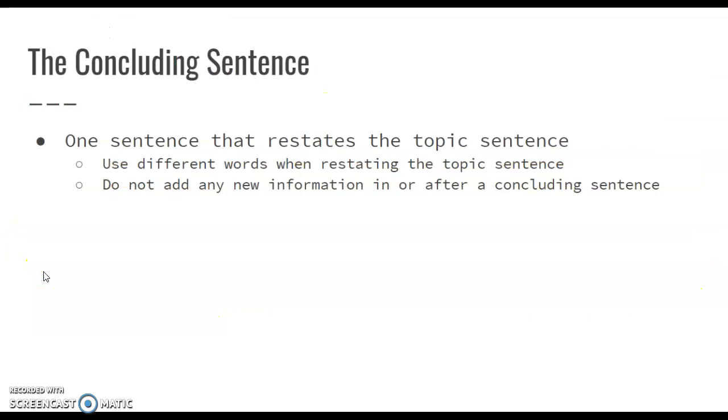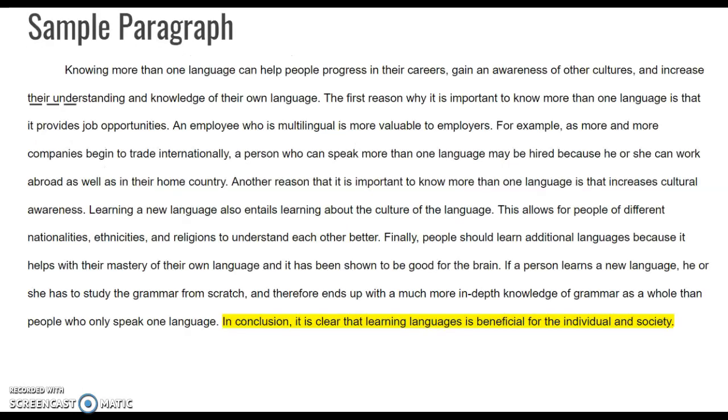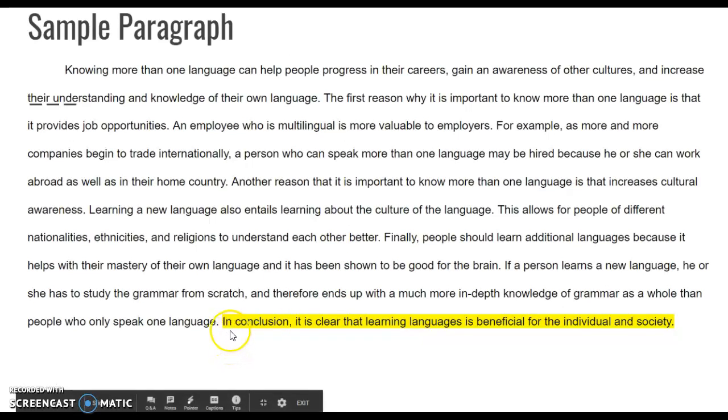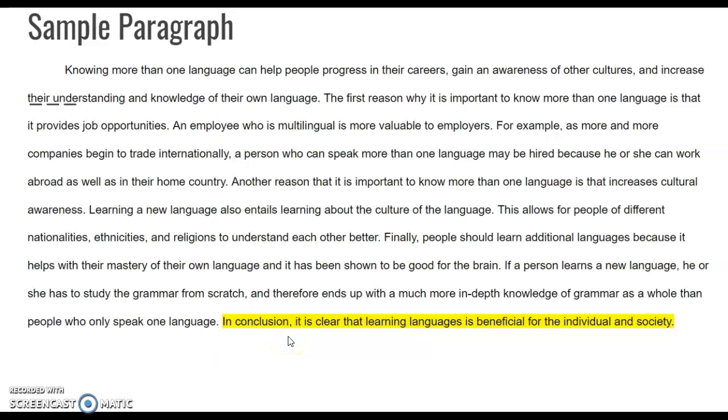And finally, we have the concluding sentence, which is one sentence that restates the topic sentence. In the concluding sentence, we use different words to restate the topic sentence. We don't copy the topic sentence. And also, we don't add any new information in the concluding sentence or after the concluding sentence of a paragraph. So in our sample paragraph, the very last sentence here, that starts with the transition word "in conclusion," is our concluding sentence.